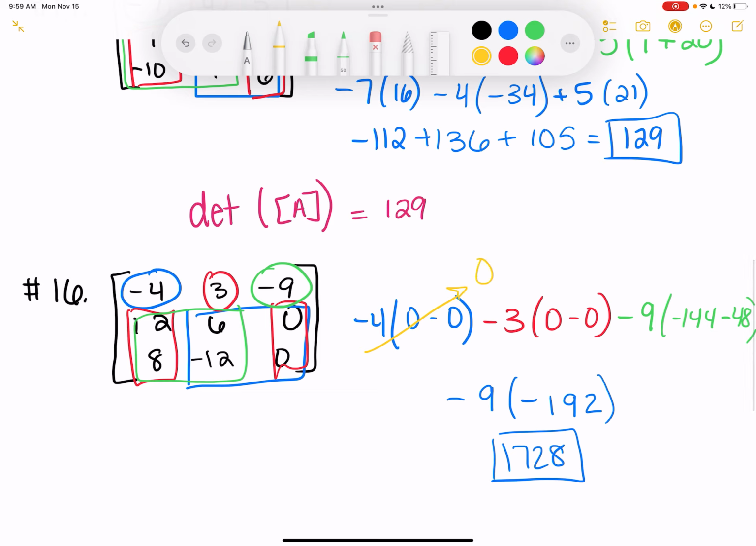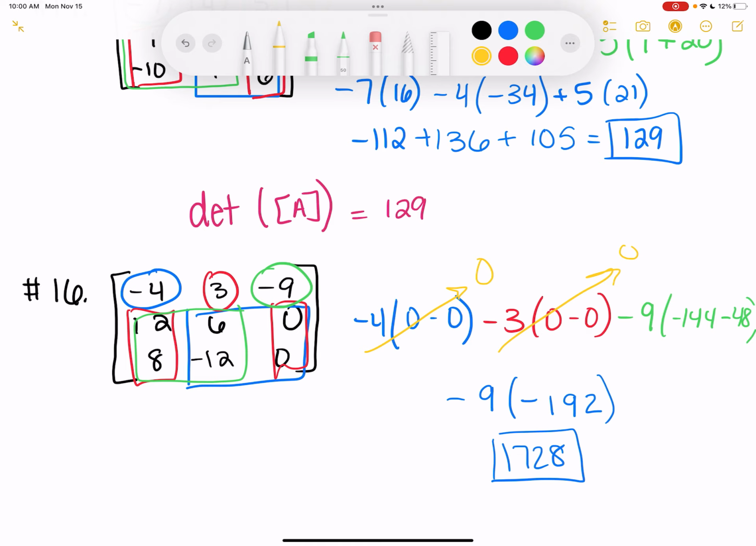Wait, how did you get a -1? That's a 4. All right, 3 times the determinant of the outer 2. So 12 times 0, 0 times 8. That's also going to 0. Then -9 times the determinant here, -144 minus 48. So that's -9 times -192, which is 1728.